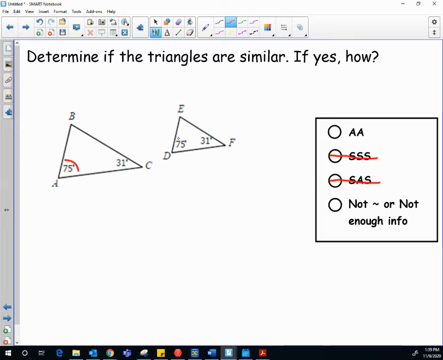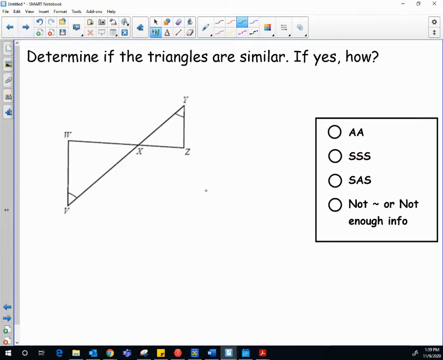I know 75 is congruent to the 75, so that works. And the 31-degree angle is congruent to the 31-degree angle. So we have 2 sets of angles in each triangle. Now we know that this should be angle-angle. These 2 triangles are similar by angle-angle.